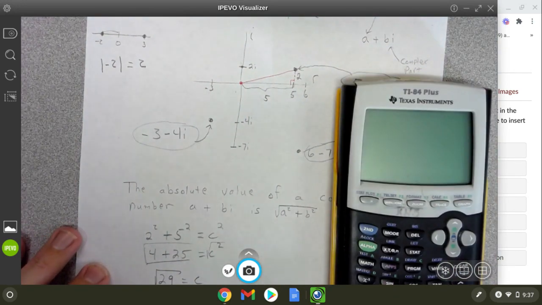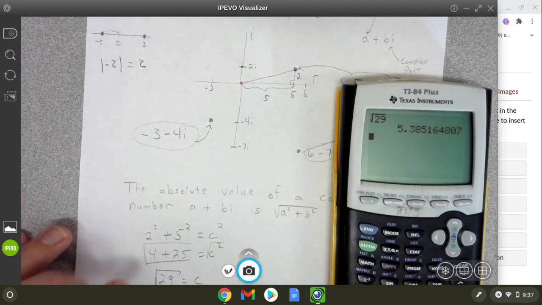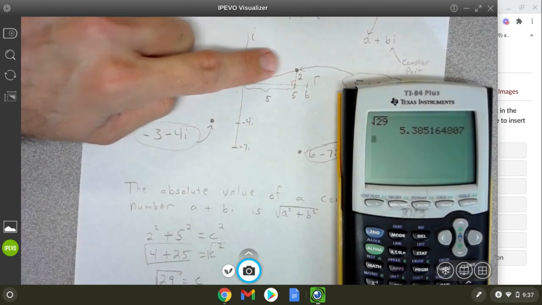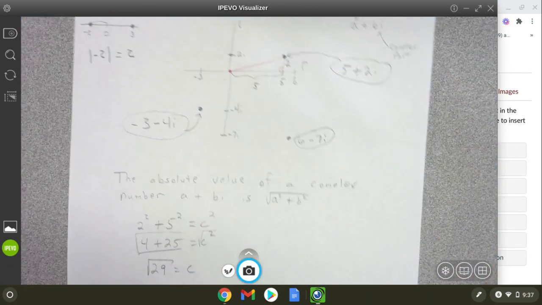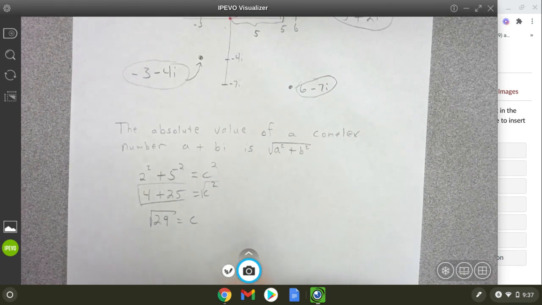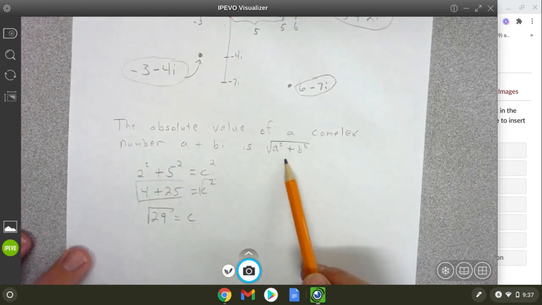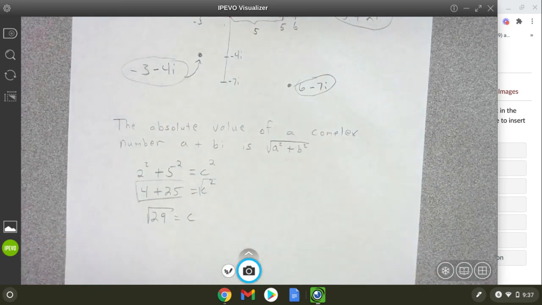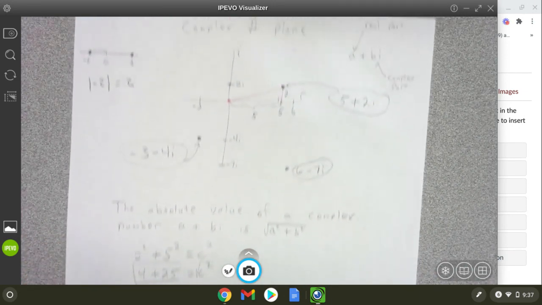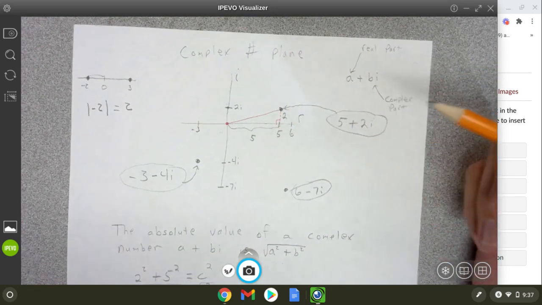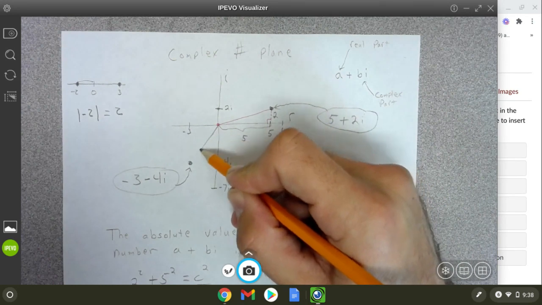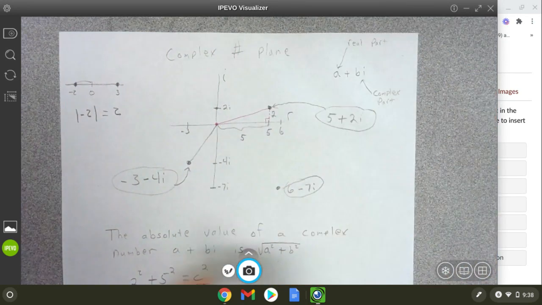Or with a calculator, we can actually find that out. Square root of 29 is 5.38516, and that is that distance. It's a little bit over 5. Okay, and that's why they get this formula over here. We just took 2 squared and 5 squared, we added them up, and then square rooted them. So you can do it with the triangle if you want to do it that way. Like if I was doing this one, it'd be right there. That distance is what we're after.